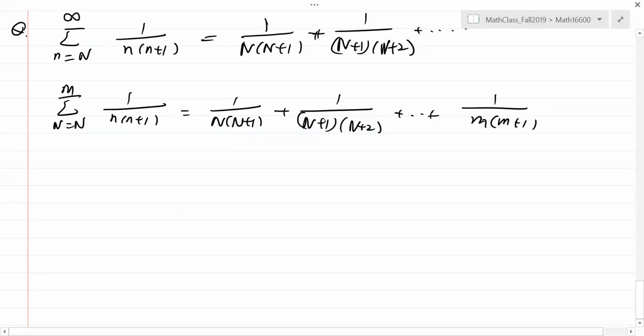All right, so we have to think about this. To solve it, the trick is that you decompose every term into two parts.